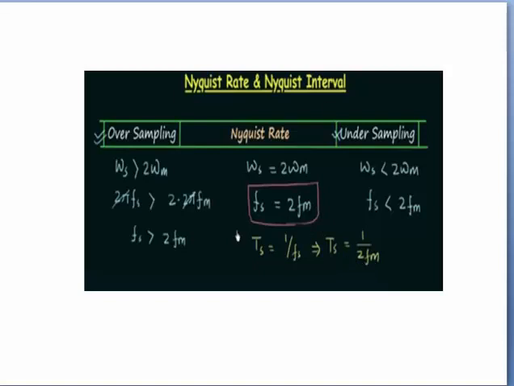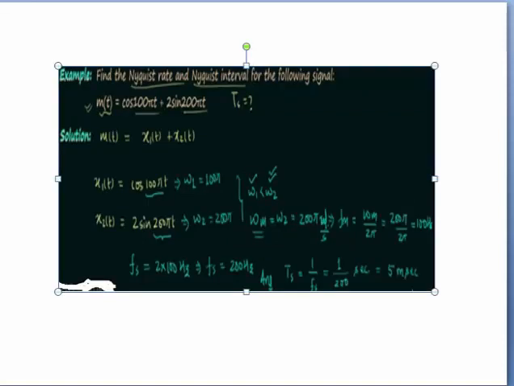To understand this, let us solve one example. In this example, we need to find the Nyquist rate and Nyquist interval of the following signal. The signal is m(t) = cos 100πt + 2 sin 200πt. In this question, we have two frequency components, and to find ωm, we need to find the maximum frequency component. So let us understand how we can solve this problem.